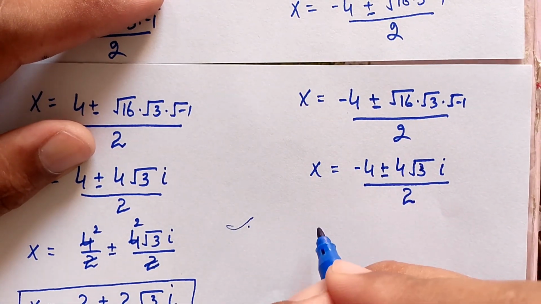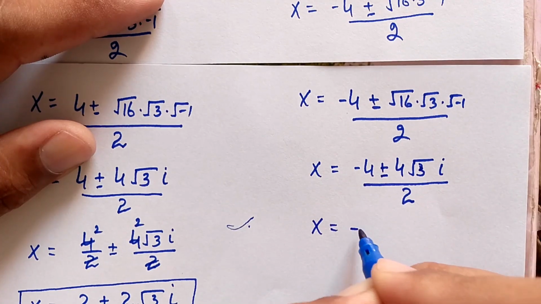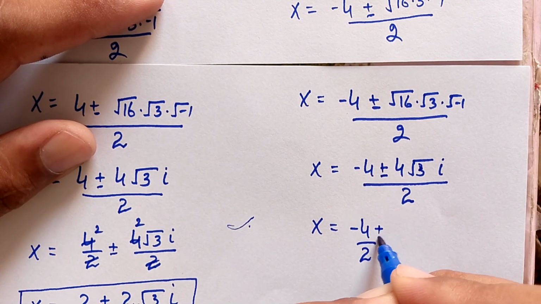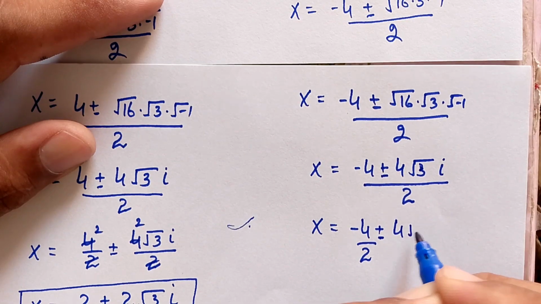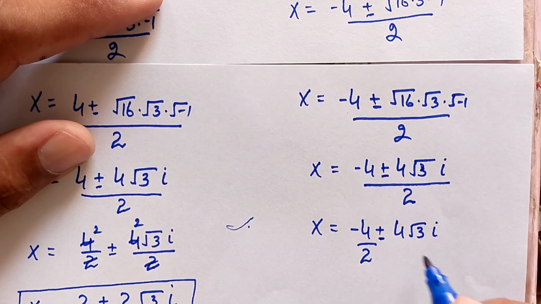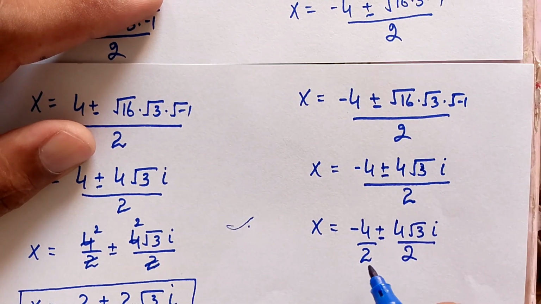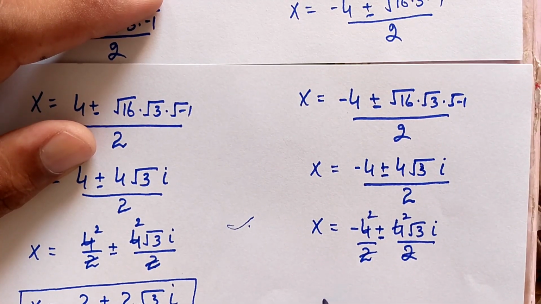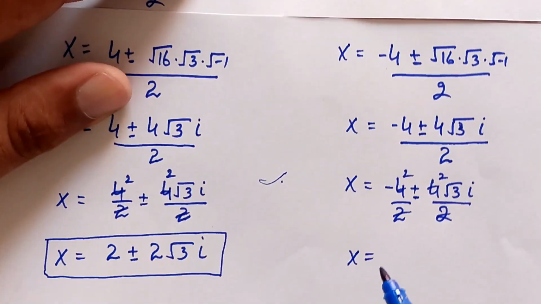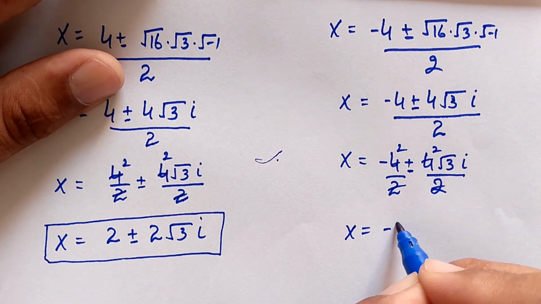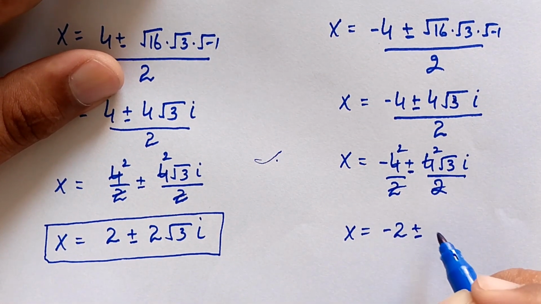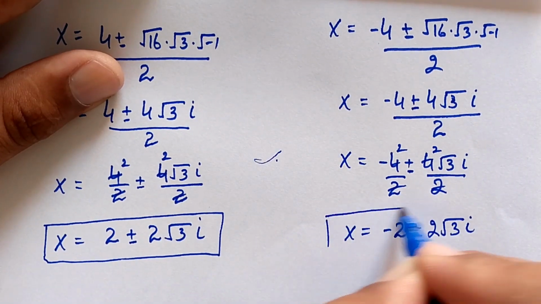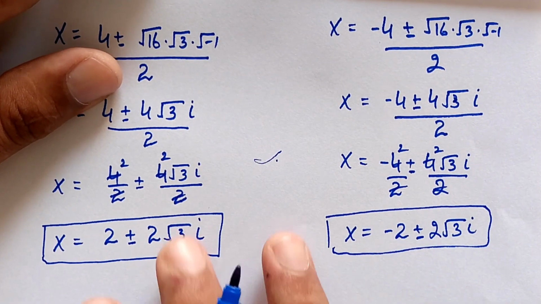x is equal to minus 4 divided by 2 plus minus 4 times square root of 3i divided by 2. 2 times 2 is equal to 4 and 2 times 2 is equal to 4. So here x is equal to minus 2 plus minus 2 square root of 3i. So this is the second complex solution of this interesting question.